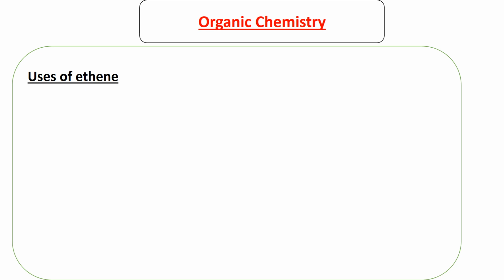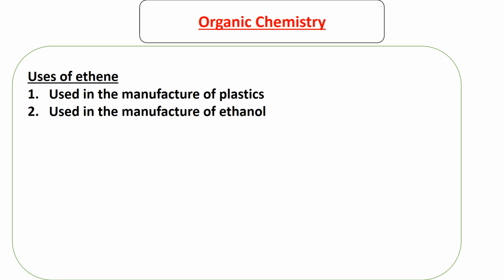Uses of ethene. So this is the last part of this subtopic, uses of ethene. It is used in the manufacture of plastics. It is also used in the manufacture of ethanol. And finally, it is used in the process of ripening fruits.